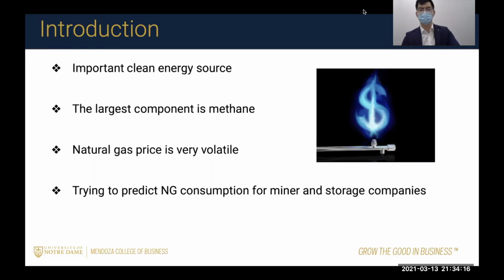The United States has abundant natural gas supply, but during winters or summers, the demand for natural gas usually has a spike, and that causes a temporary supply shortage. So for this project, we are trying to predict the natural gas consumption. Businesses like storage companies and consumers can use it to better forecast that supply shortage.